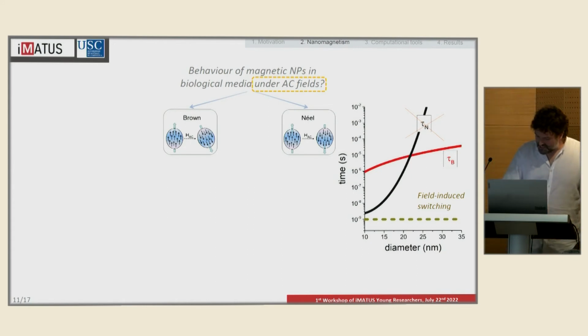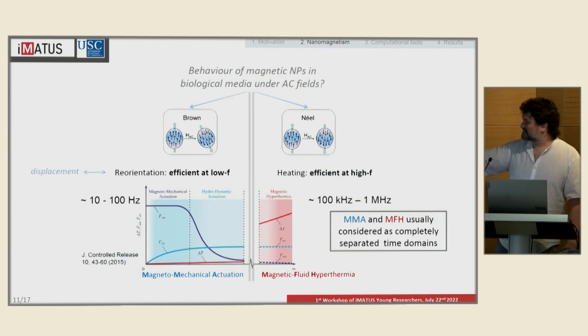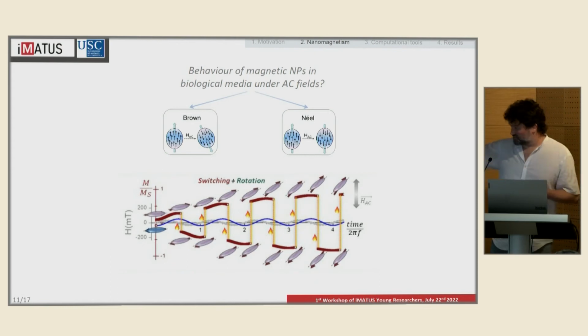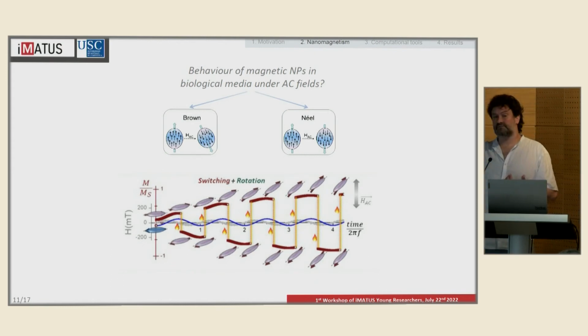In general, hyperthermia and these magnetomechanical actuations have been considered such that at high frequencies you have only internal magnetization dynamics, and at low frequencies you allow the particles to rotate under the AC fields. But we know this is not true. This only happens in a very narrow range of field amplitudes. If you go to typical hyperthermia experiments with iron oxides, field amplitudes of 200 to 300 Oersted and a few hundred kilohertz, you will have a combination of switching and rotation.